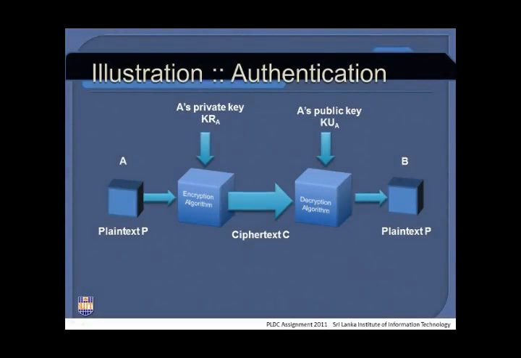B would get a meaningful, clear message. Assume that someone else is sending a message on behalf of A. Then B can clearly identify that the message was sent by someone else and not A, because B would be using A's public key to decrypt. So, if someone else has sent a message, the probability of B getting a legitimate, meaningful message is very low.